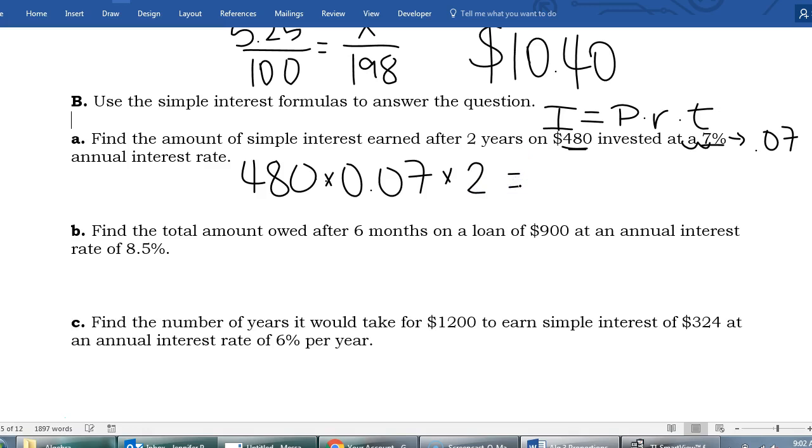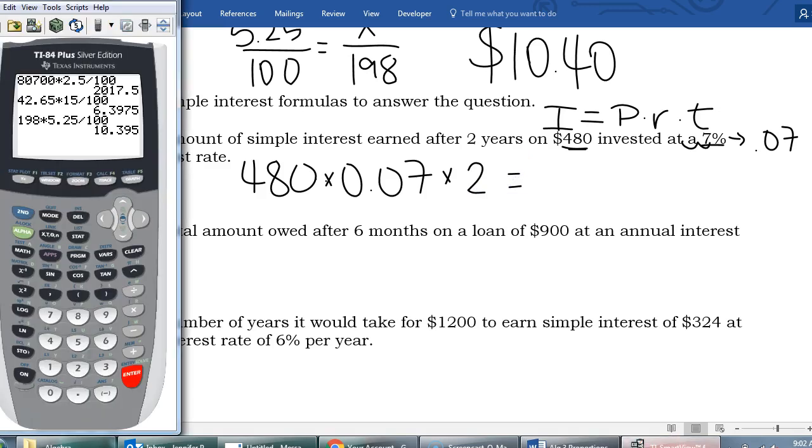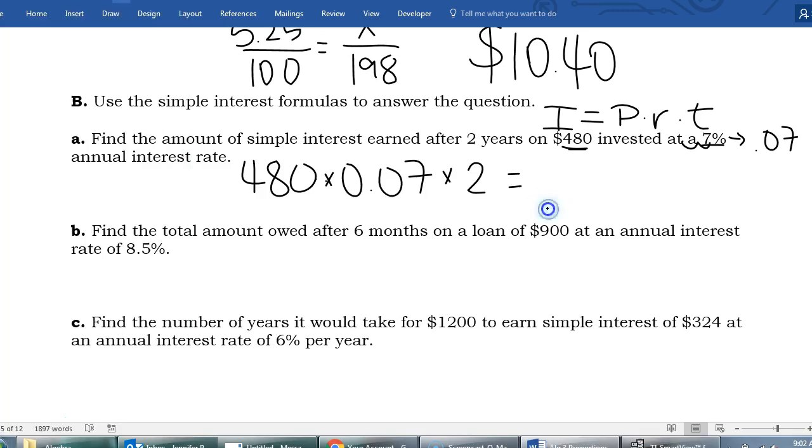So all I have to do is multiply to calculate my simple interest. 480 times 7% times 2 years is $67.20.